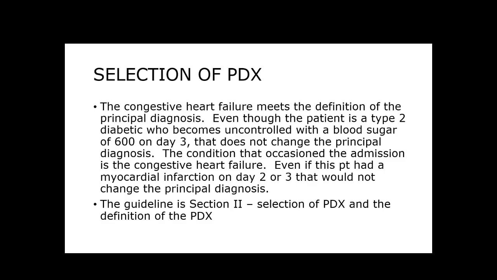So even though that patient is a type 2 diabetic who becomes uncontrolled, and we call it hyperglycemia when we're coding it, with that blood sugar of 600 on day 3, that does not change the principal diagnosis. The condition that occasioned that admission is the congestive heart failure. Even if this patient had a myocardial infarction on day 2 or day 3, that would not change the principal diagnosis. And this guideline is the very beginning, section 2, selection of principal diagnosis, because this is talking about the definition and how you choose it.